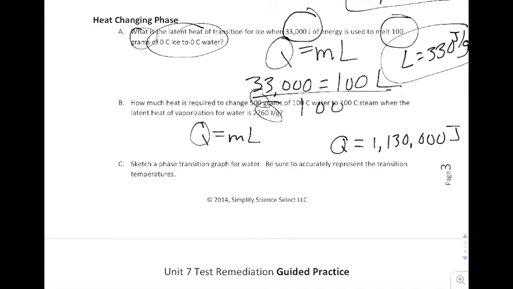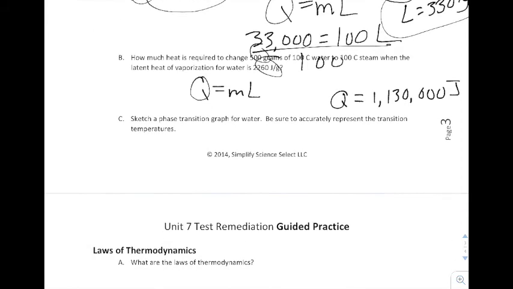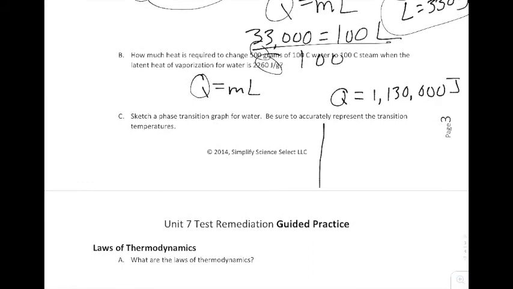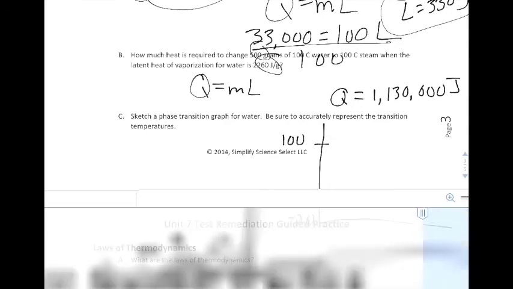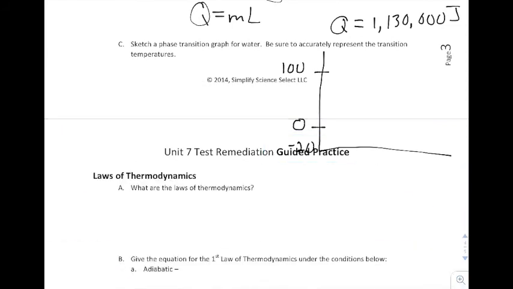Okay, next it asks me to sketch a phase transition for water and to be sure to accurately represent the transition temperatures. So I draw my graph, and I'm going to start out here at something like negative 20 degrees. I'm going to have a phase transition at 0. I'm going to have a phase transition at 100 because we're talking about water. And so I'm going to have something that looks kind of like, well, we don't want to zoom in, it's going to look kind of like this.